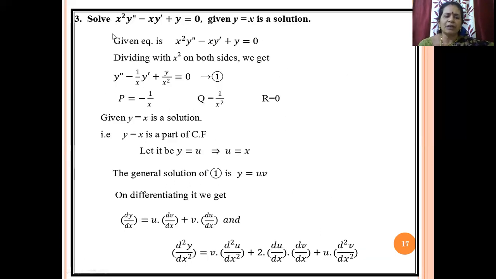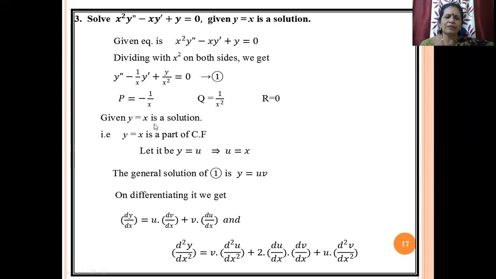Now coming to another differential equation, we have to solve this one. See, when compared to the first two problems, here the R value is given 0, and y is equal to x is given as a solution. Now the given equation is this. Now dividing the given equation by x square, because we have to compare with the linear equation of second order with variable coefficient. From that, we will get p value as minus 1 by x, and q is this one, r is 0.